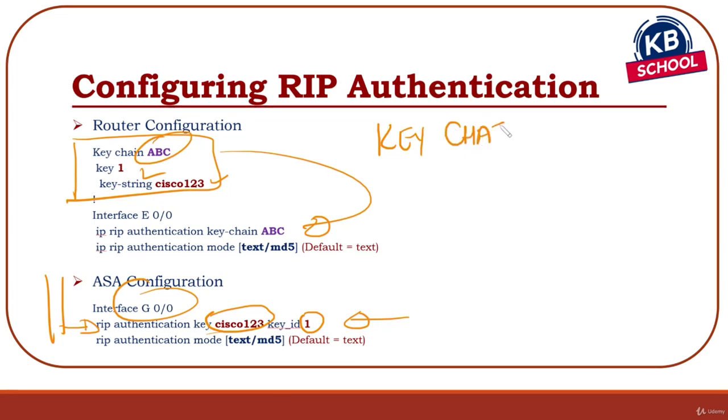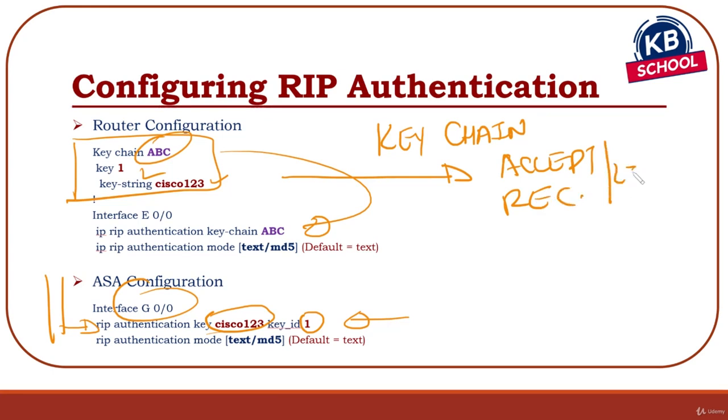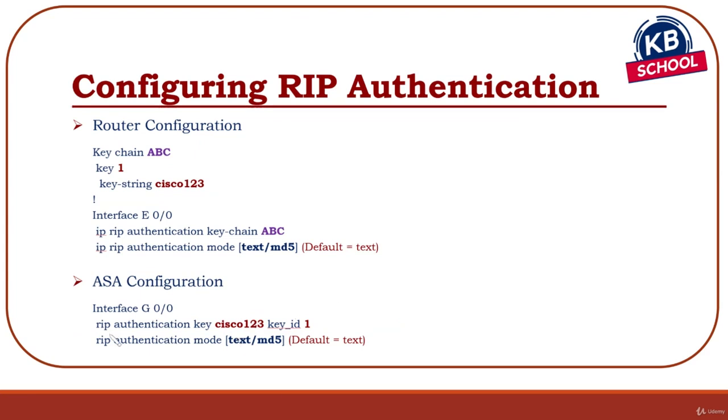The keychain, although we're not doing it here, allows you to set a send, accept, and receive lifetime, which allows you to create keys for maybe the next 6 months. So I can say key 1 is valid from the first of this month till the end of the month, key 2 is valid from the first of next month to the end of next month, and so forth. Whereas over here, I would need to manually go in and change the key every month. Keychain gives you that capability. On the ASA, we don't have that capability. We would need to manually go in and change that. And that's what we're doing over here.